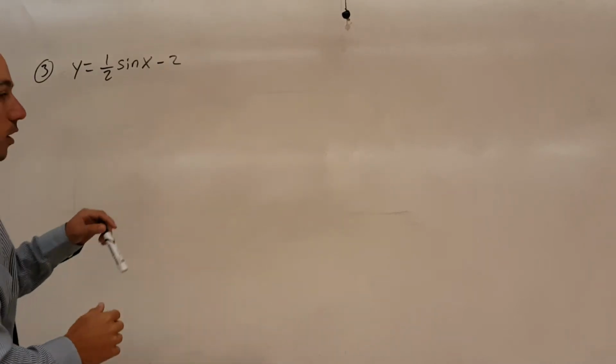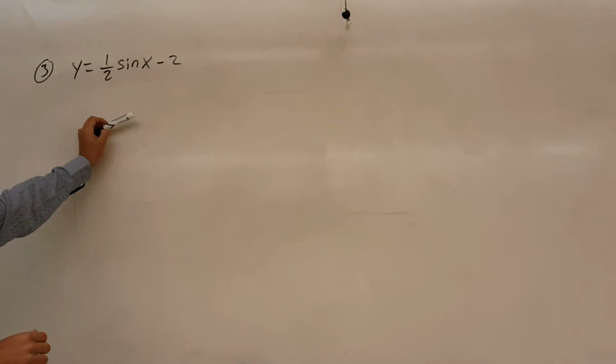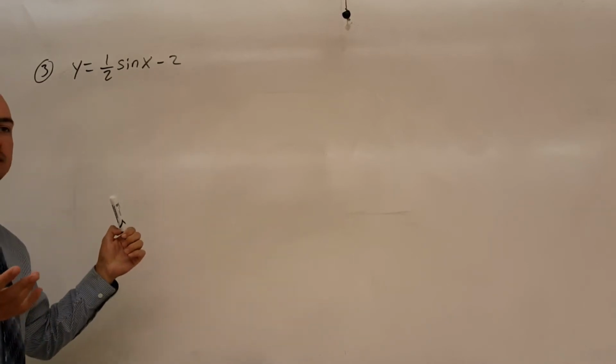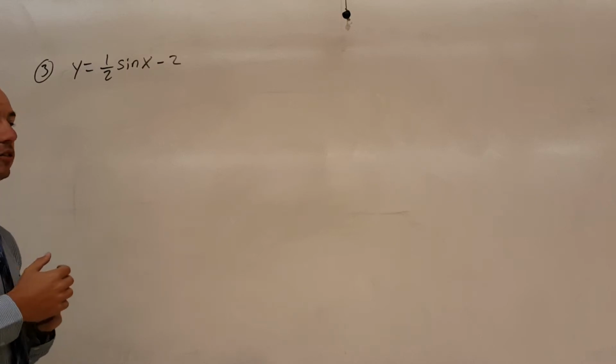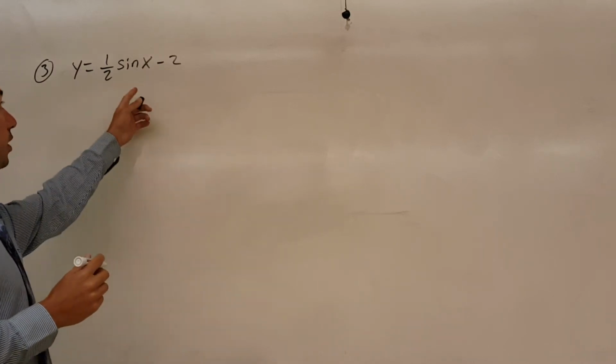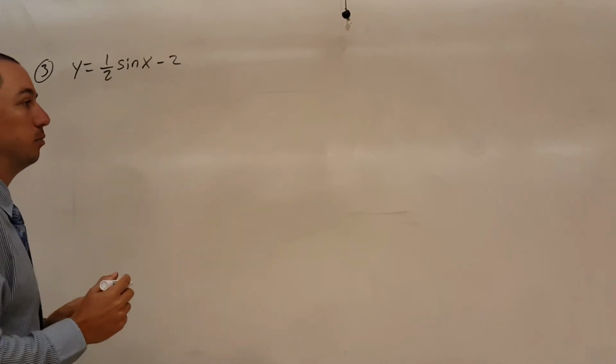All right, next one here we have 1/2 sine of x minus 2. Notice I changed theta to x. It's not a big deal. Our textbook is going to use sine of x a lot when we're graphing, so just x, theta, whatever. Just our independent variable, our domain, our inputs.